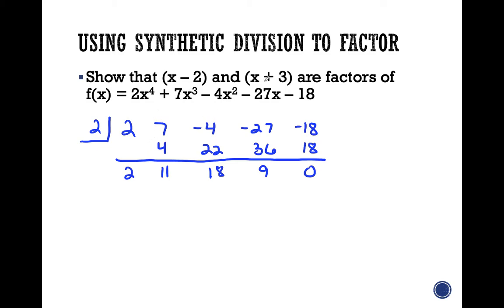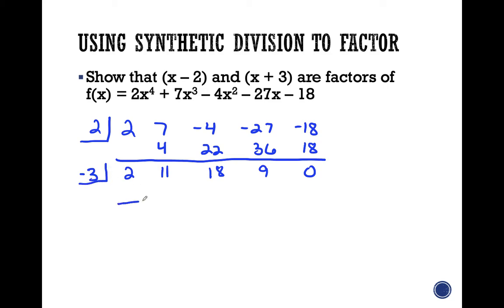Right? Now we also need to show that x plus 3 is a factor. Now, the cool thing about this is we can now work with these coefficients. These would be what's called a reduced polynomial. So we've reduced our original polynomial by one of its factors. So I don't have to go back and start over. I can pick up right here, right? So if x plus 3 is a factor, that means k is a -3.